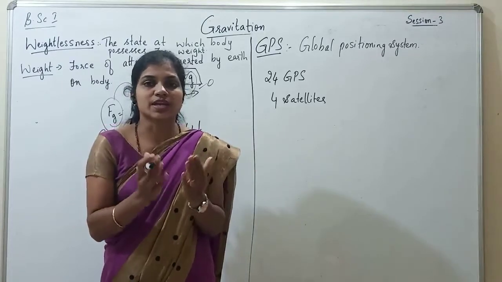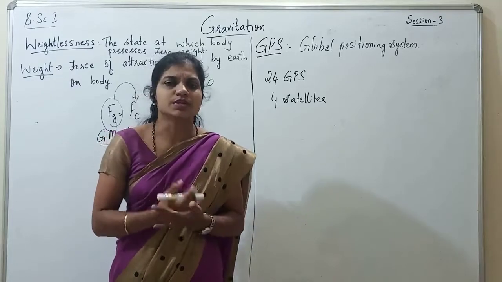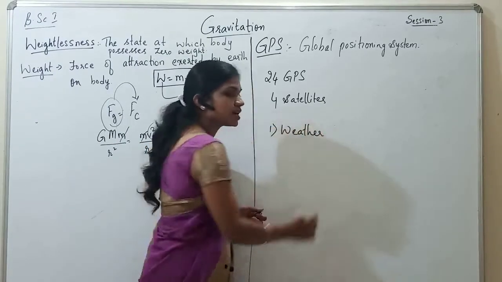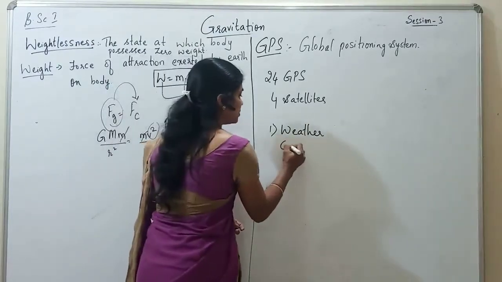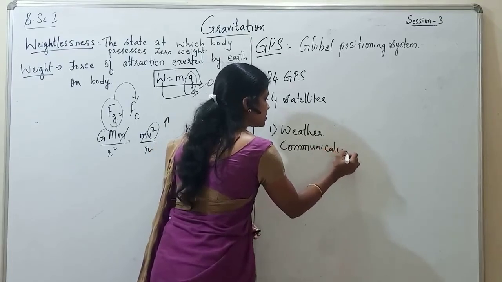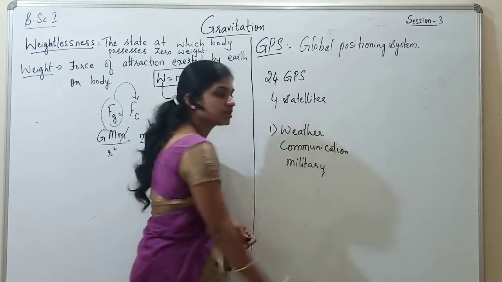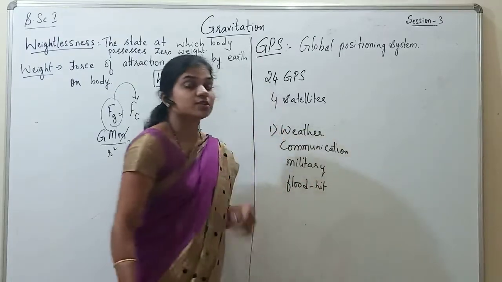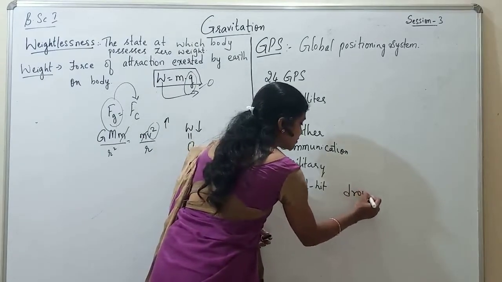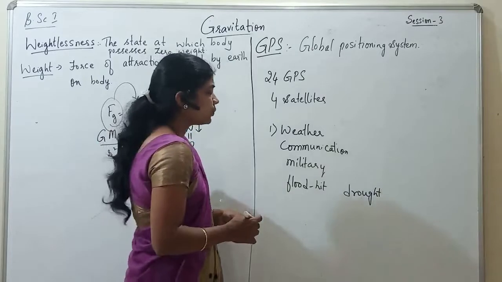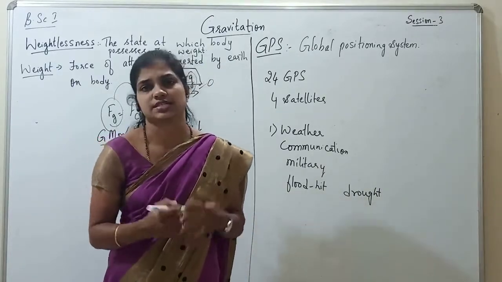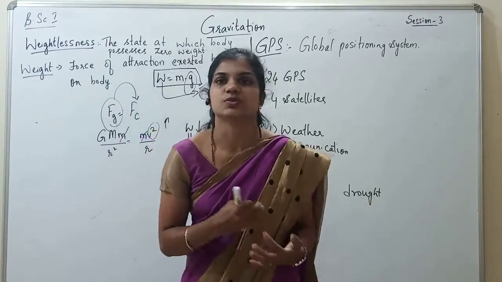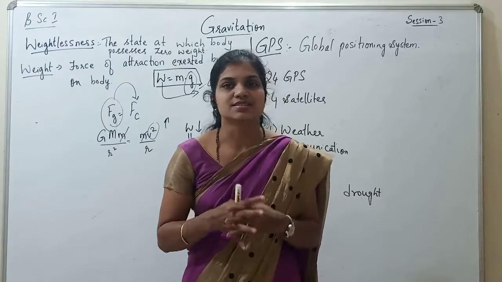So this is what we are doing with satellites. What are we doing with satellites? We are finding out what the weather is. We are able to use it for weather forecasting. We are able to use it for communication. We are also able to use it in the military to find out where the troops are. We are also using these satellites to find out where the flood-hit areas are. We are also using it to find out the drought areas where there is famine, right? So we are using satellites for any number of purposes in our daily life, and that is being done just by knowing the concepts related to gravitation, satellites, weightlessness, etc.